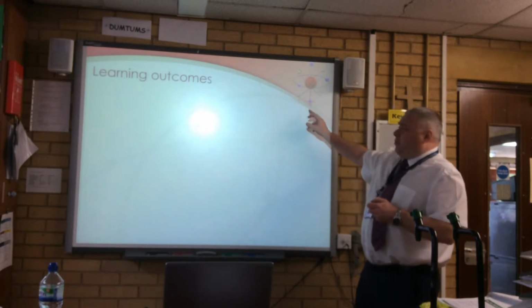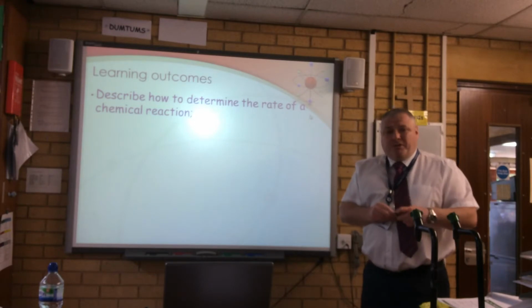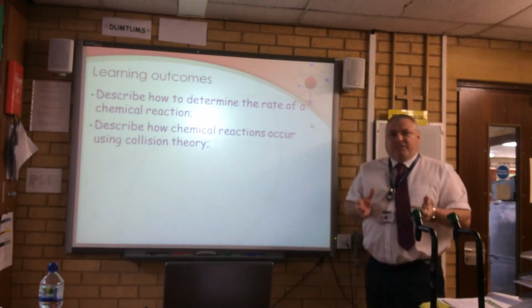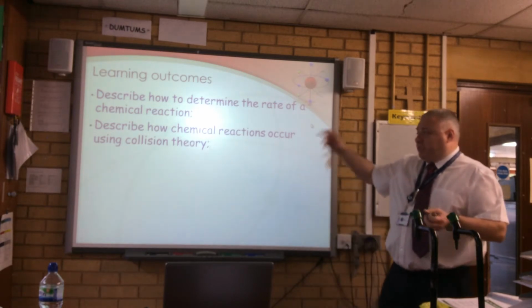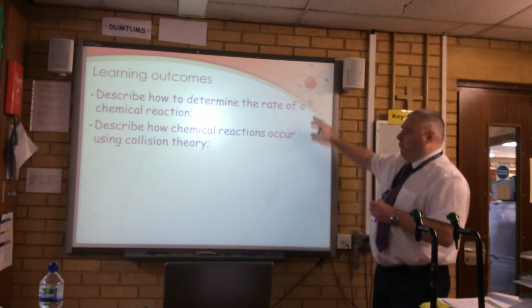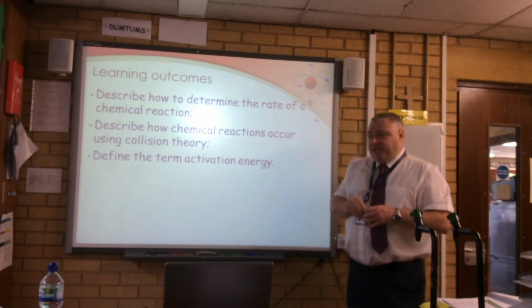So what are our learning outcomes today? Well, hopefully by the end of this session you'll be able to describe how to determine the rate of a chemical reaction. Describe how chemical reactions occur using collision theory, which is the theory that you would always use when answering any exam questions on rates of reaction. And also define the term activation energy.